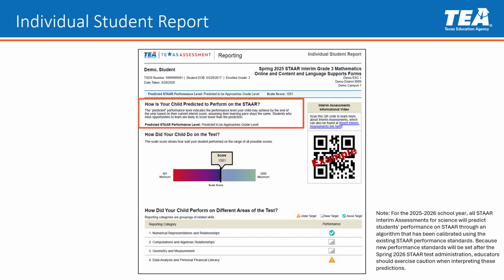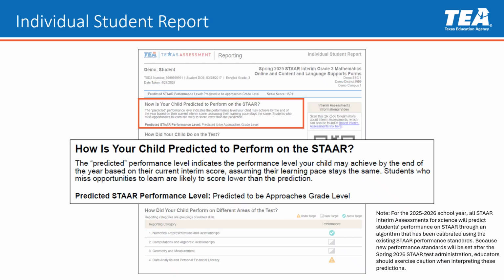So what does this predicted STAAR performance level mean? Assuming a student's learning pace stays the same, the predicted STAAR performance level is what the student may achieve on the STAAR summative assessment based on this interim score. This assumes the student will continue on the same instructional path and maintain the same learning trajectory.